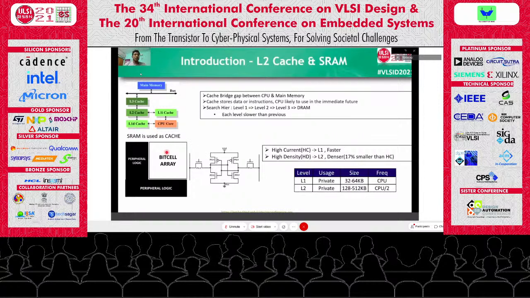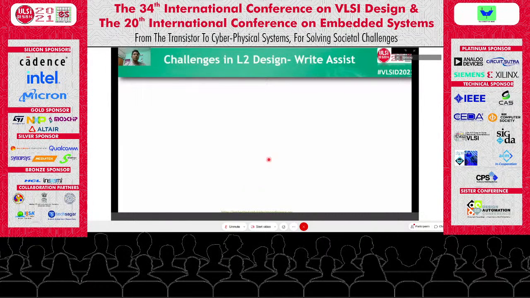In the SRAM, we have the bit cell array and the periphery logic. So this is the sample 6T bit cell. In the bit cell we have two variants. One is the high current and the other is the high density. For our L2 cache application, because the size is high and also the frequency is less than L1, we are employing the high density bit cell.